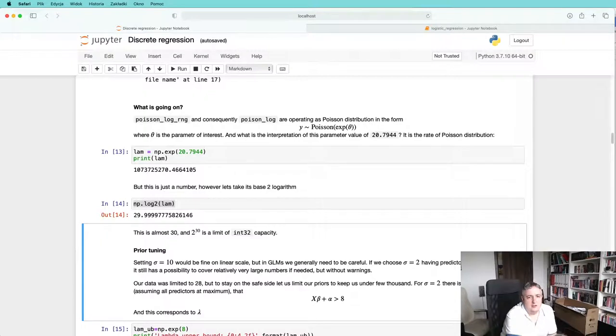So if we choose sigma equal 2, there's around 1% probability with all maximum predictors that we will get the lambda equals to 8.